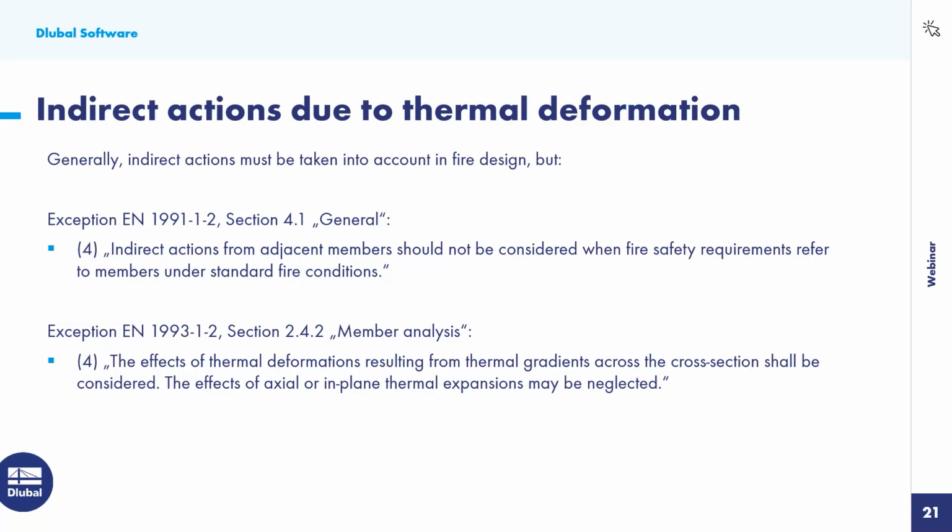So in Eurocode 1, part 1.2, section 4.2.1, it is written that indirect actions from adjacent members should not be considered when fire safety requirements refer to members under standard fire conditions. And then there is also the clause in Eurocode 3, part 1.2, section 2.4.2, that the effects of thermal deformations resulting from thermal gradients across the cross-section shall be considered. The effects of axial or in-plane thermal expansion may be neglected, though.